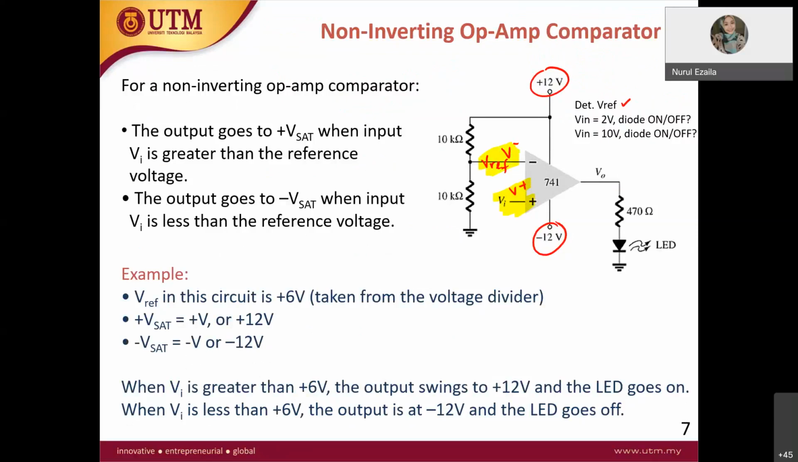So the question asks you when V in equal to the 2 volt is diode on or off, and V in equal to the 10 volt is diode on or off. So now you need to find your V out first. In order to determine whether the diode on or off, you need to find your V out. So let's clearly look here. In this case, your V minus is equal to the V reference, and the V plus is equal to the V in. All right, so this is your condition.